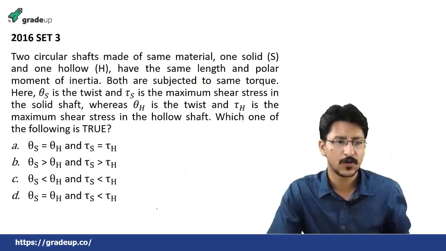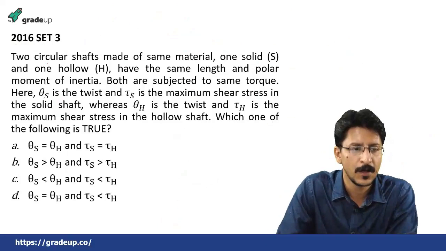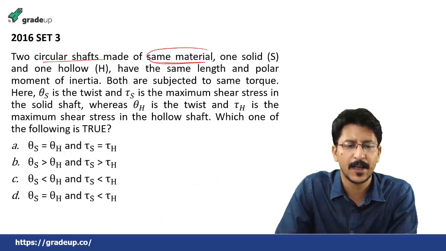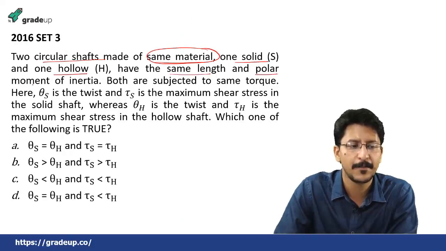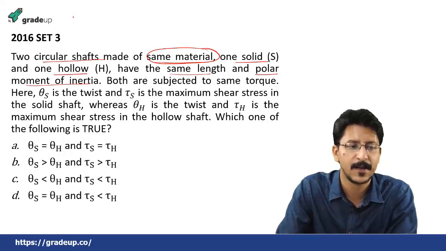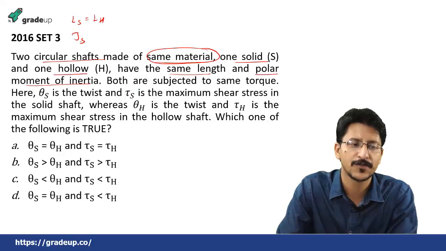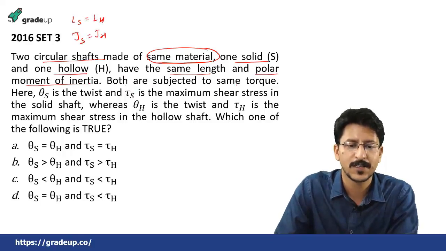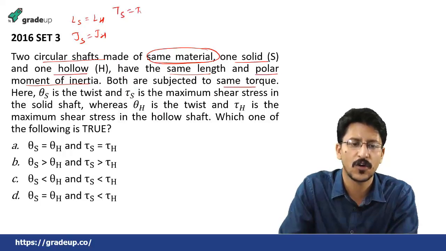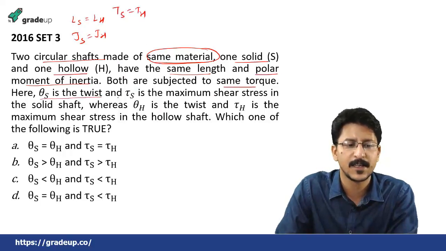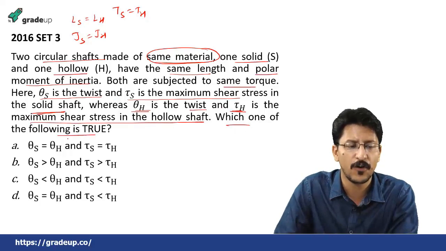Next question, 2016 set 3 again. Two circular shafts made of the same material, one solid and one hollow, have the same length and polar moment of inertia. That is, L of solid is equal to L of hollow and J of solid is equal to J of hollow. Both are subjected to the same torque. Theta S is the twist and tau S is the maximum shear stress in the solid shaft, whereas theta H and tau H are the twist and the maximum shear stress in the hollow shaft. Then which one of the following is true?